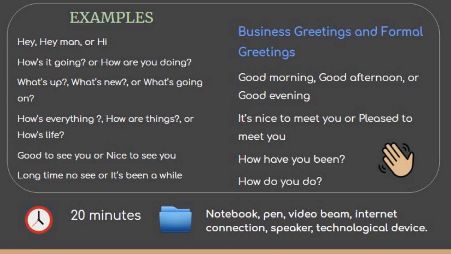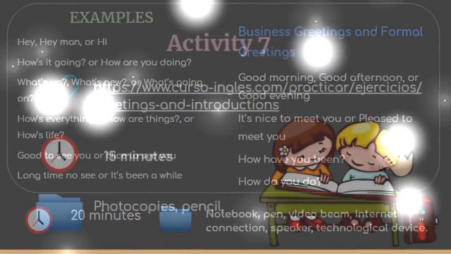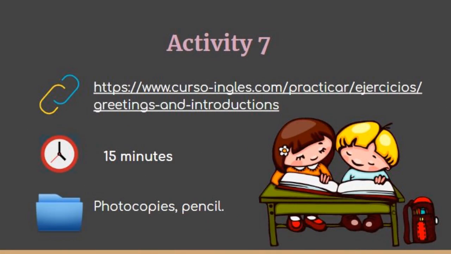Then we will ask them if they have any doubts or if they have understood. If there are doubts, we will work on it until they understand. Okay, then we work in pairs and begin to solve some exercises that have to do with the topic. They will read the situation and choose the appropriate response. Duration: 15 minutes. Materials: photocopies and pencil.